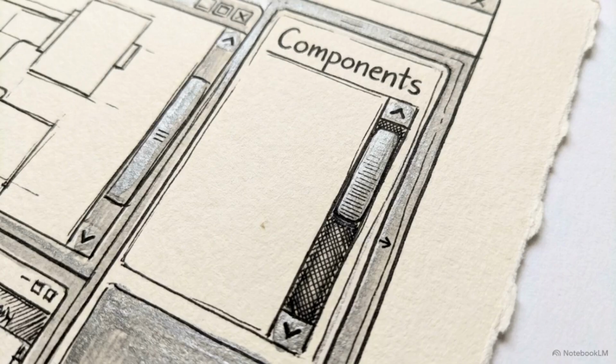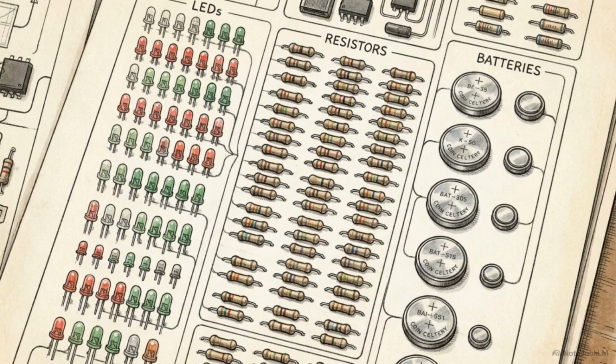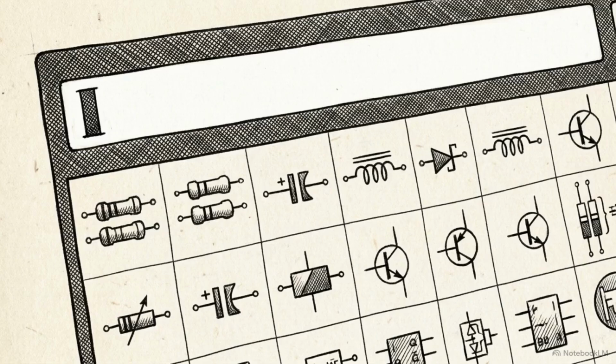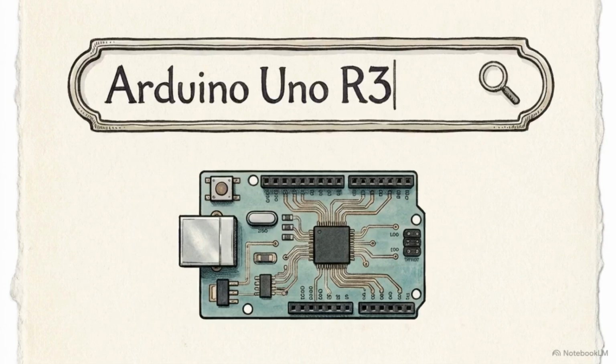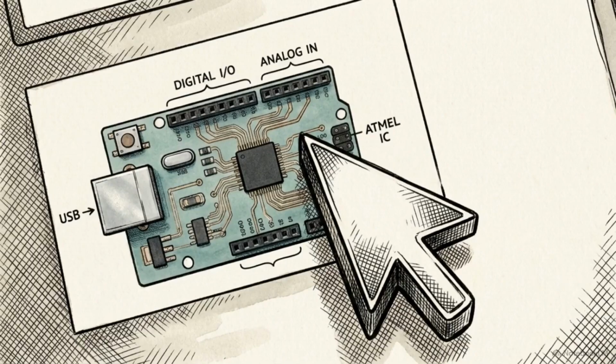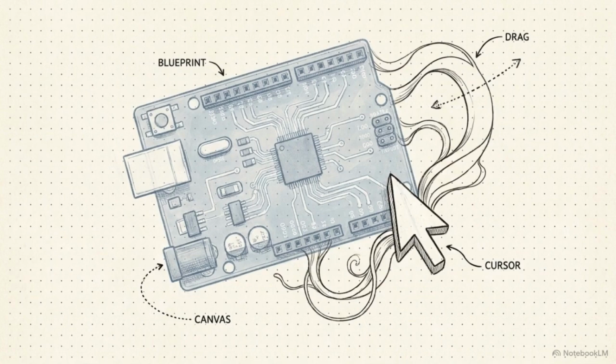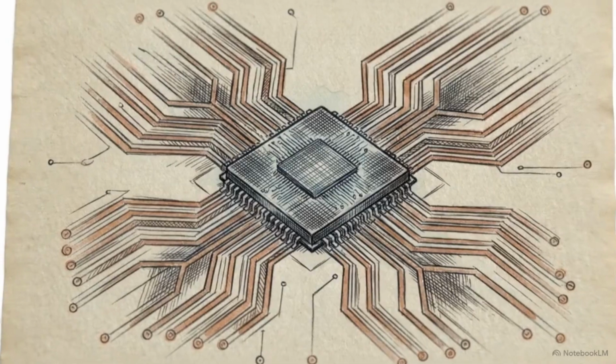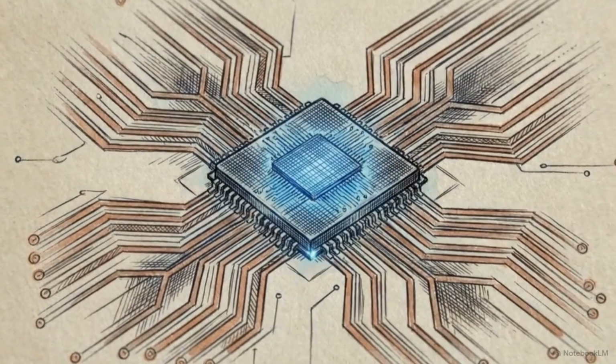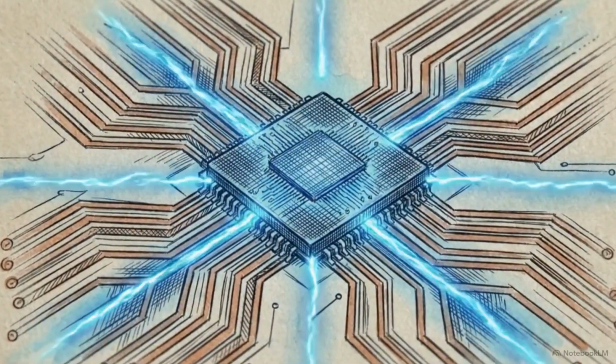On the right side of the interface, you will find a scrolling component library containing all of your virtual hardware. Use the search bar at the top of that library and type in Arduino Uno R3 to isolate our target microcontroller. Click the Arduino Uno, drag it from the library, and drop it onto the grid. This virtual Arduino Uno will serve as the central processing unit for all of the simulated logic we build.